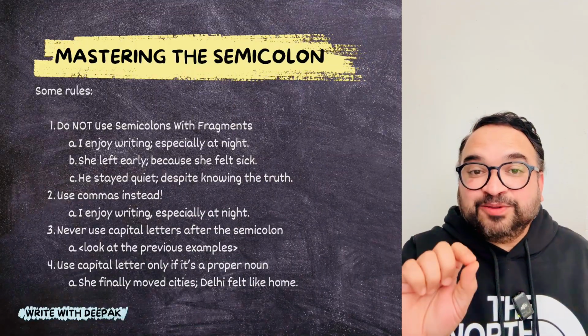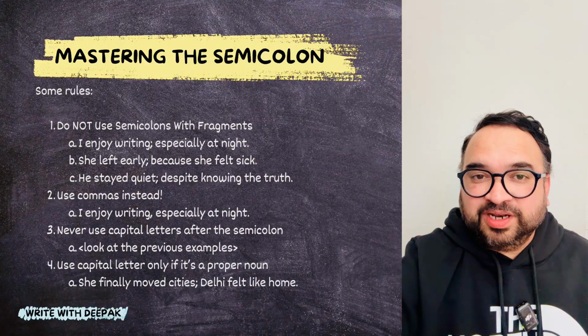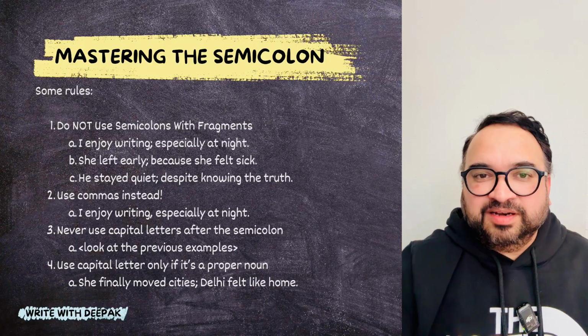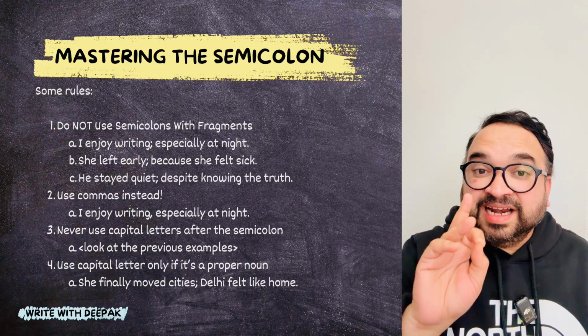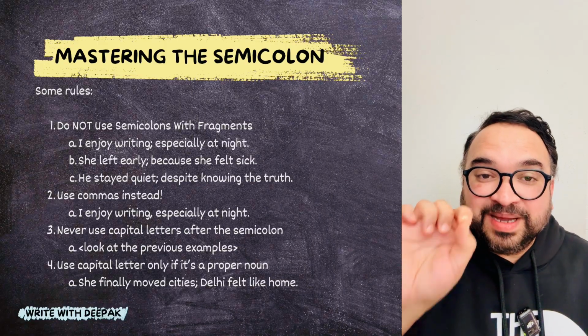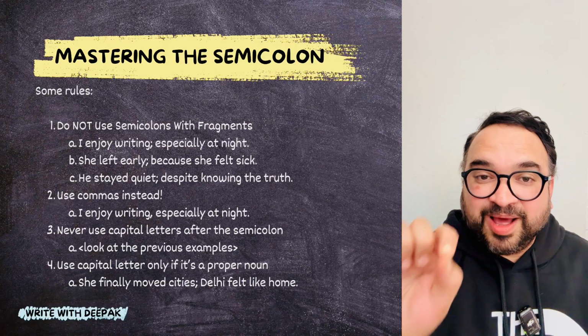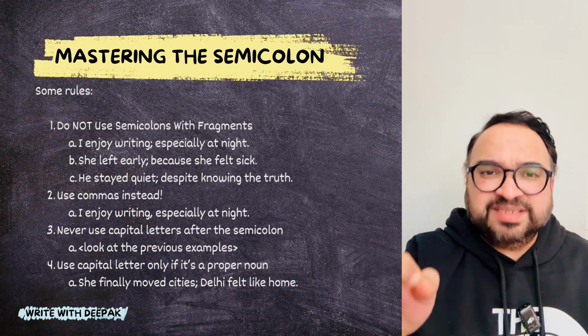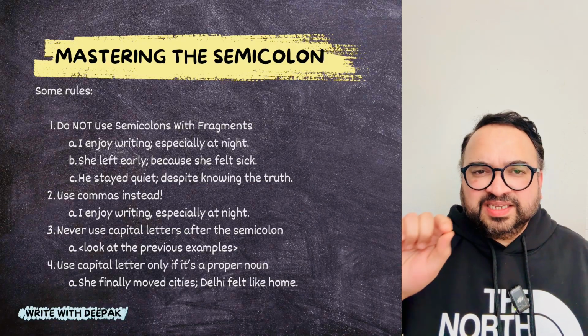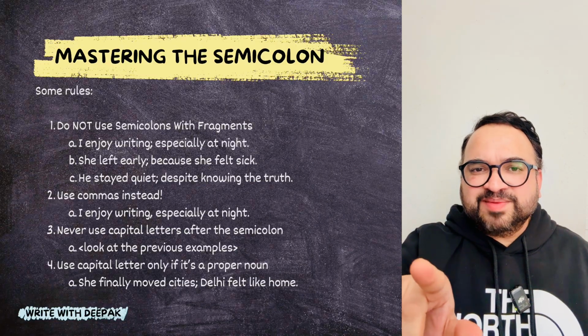Another rule is never use a capital letter right after the semicolon. There is never going to be a capital letter right after a semicolon. It's always a small letter unless it is a proper noun. If you are talking about someone, a person, all right, proper noun, unless the proper noun is the name of a person, place, thing, whatever. If and only if it is a proper noun, use a capital right after a semicolon.